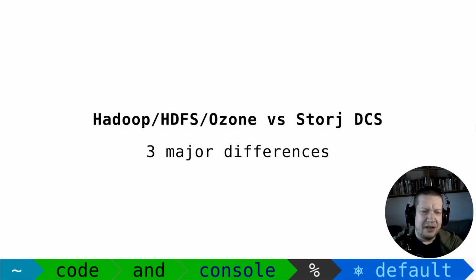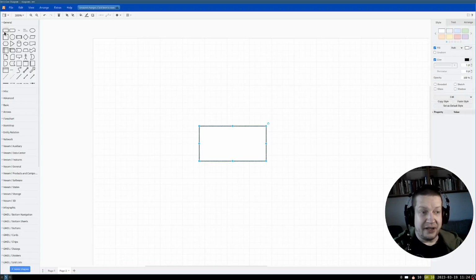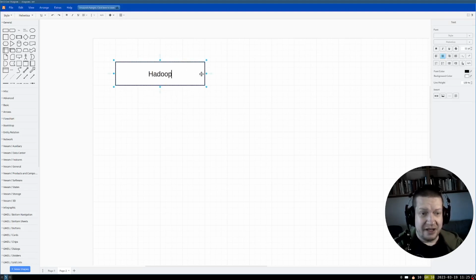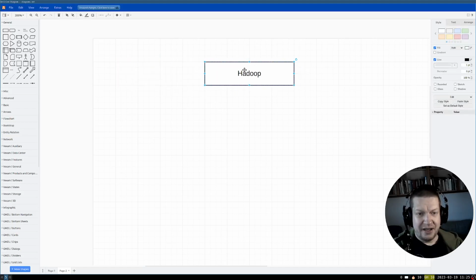But first of all, we need to explain these two lines. First, what is Hadoop HDFS/Ozone? Why are there so many slashes? Hadoop is a project under the Apache Software Foundation. I think it's more than 10 years old, maybe 15, I don't know exactly. And it has multiple sub-projects. It had MapReduce, but it's not very active.